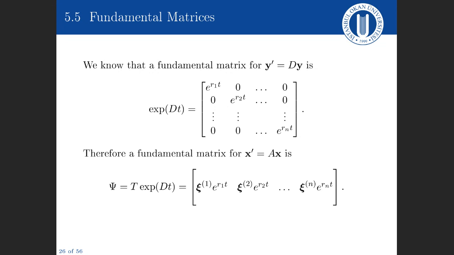Then we substitute back. I will remind you that we're making the substitution x is equal to Ty. Now we know y. More precisely, we know a fundamental matrix which we can use to find y. Multiply it by T, and we have a fundamental matrix which we can use to find x. In other words, a fundamental matrix for the equation that we started with is T multiplied by the exponential function of Dt.